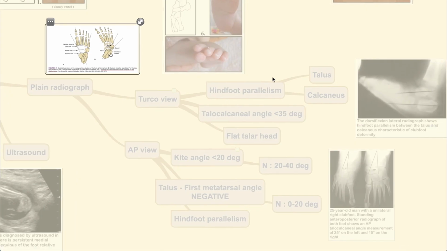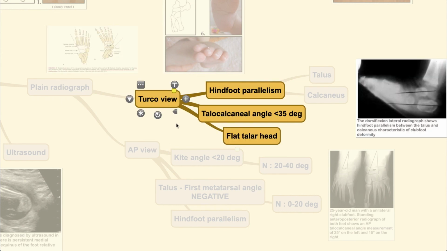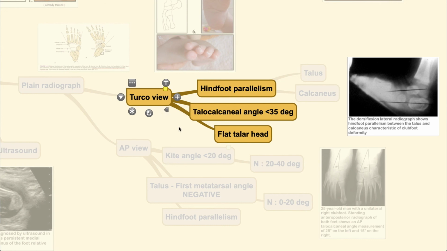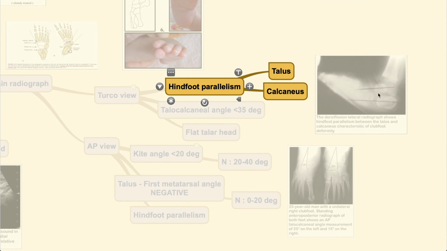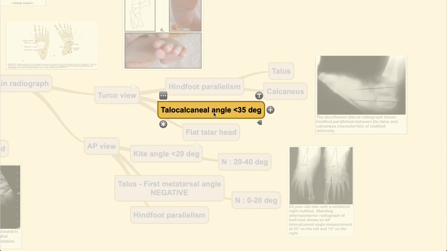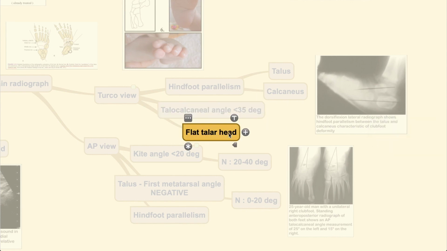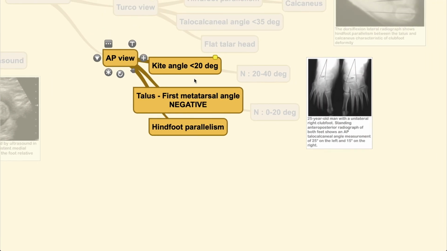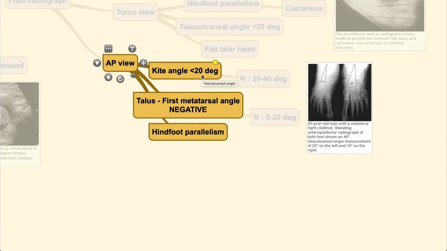Okay, moving on. The view that should be taken in patients with this CTEV is called the Turco view. The Turco view is taken with the foot in a dorsiflexed position and is taken from the lateral view. Here we could evaluate the hindfoot parallelism of the talus and calcaneus, such as the one depicted before, and we could also measure the talocalcaneal angle and find it to be less than 35 degrees, and there could also be a flat talar head. As for the AP view, we could find that the kite angle should be less than 20 degrees. Kite angle is also known as talocalcaneal angle.